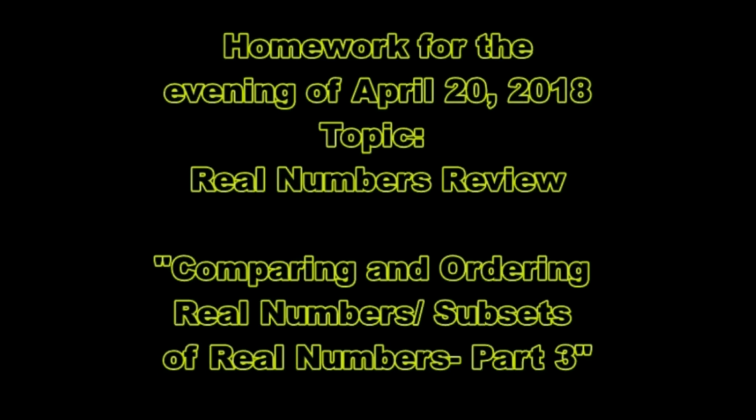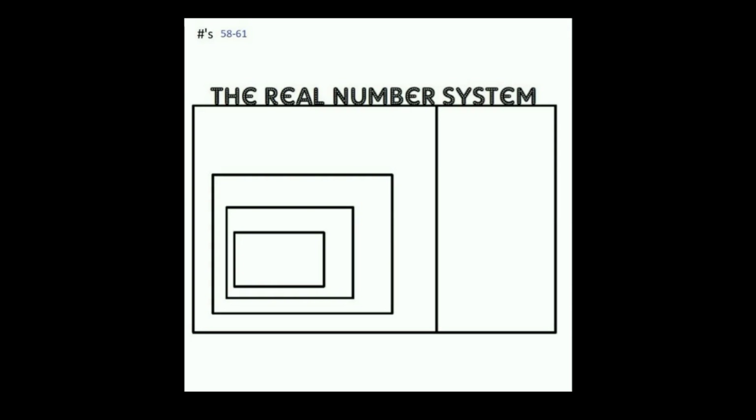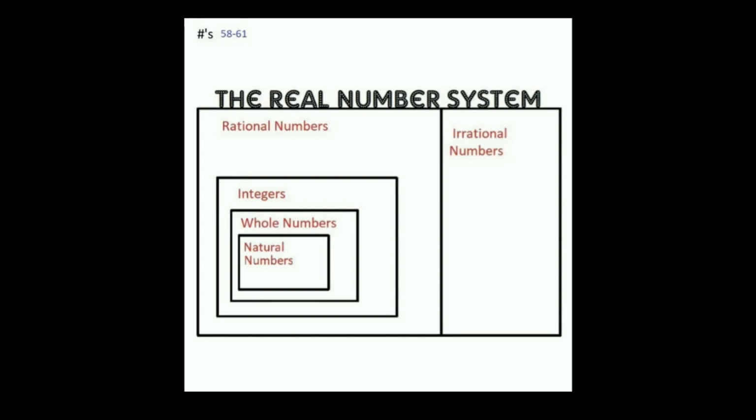Tonight's homework is for the evening of April 20th, 2018, and tonight we're looking at real numbers review, comparing and ordering real numbers, and looking at subsets of real numbers. This, I believe, is part 3. Let's get started. We're looking at the real number system, and this is the same chart we've been using. We're looking at numbers 58 through 61. We have here our rational numbers, our irrational numbers, and in our rational numbers, we have integers, whole numbers, and natural numbers. First, we're classifying the square root of 32 and the number 101.